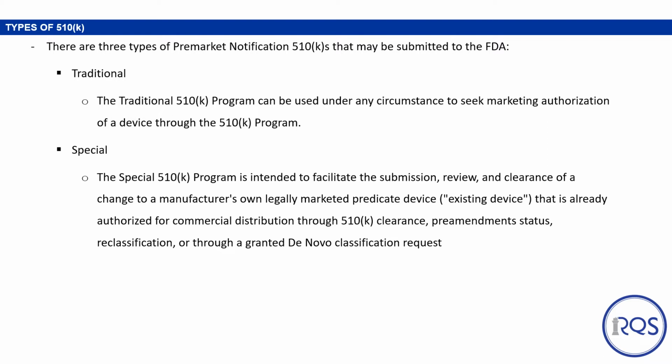There are three types of 510Ks that can be submitted to the FDA: traditional, special, and abbreviated. The traditional 510K can be used under any circumstance to seek authorization of a new device. The special 510K is intended for existing devices that have already been authorized for commercial distribution.